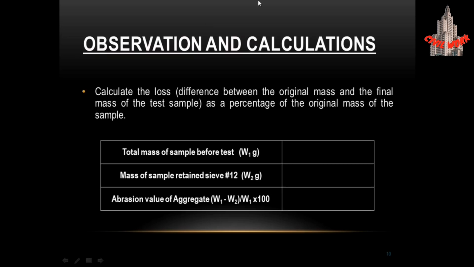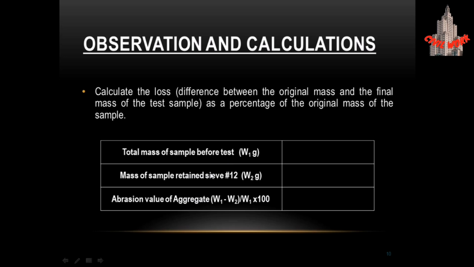Here is the most important part of our test, the observations and calculations. Calculate the loss, the difference between the original mass and the final mass of the test sample, as a percentage of the original mass of the sample. First, we will have the total mass of the sample before test. Here we will write the total mass. Then we have the mass of sample retained on sieve number 12.